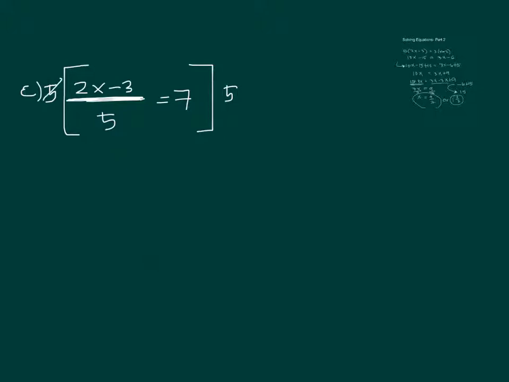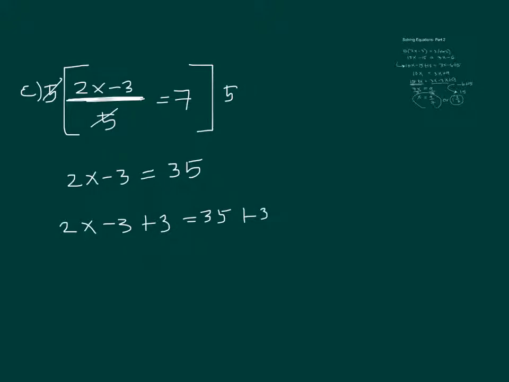1, right? It's like you cancel them. So you have 2x minus 3 equals 7 times 5, which is equal to 35. Okay. And then, can you tell me what to do next? So 2x minus 3 is equal to 35 plus 3. 2x minus 3 plus 3 is equal to 35 plus 3.